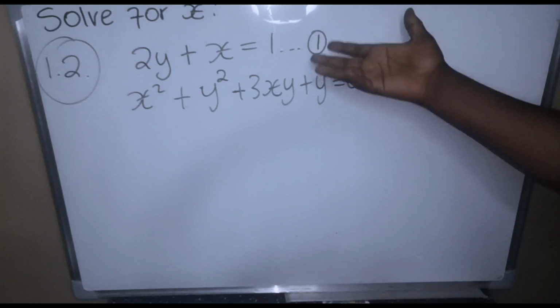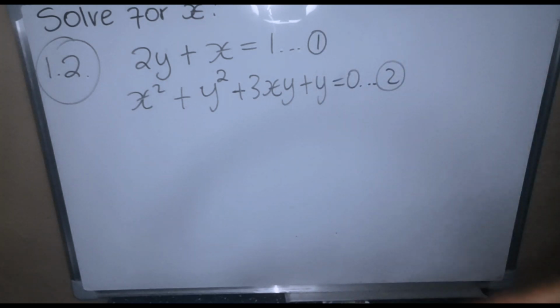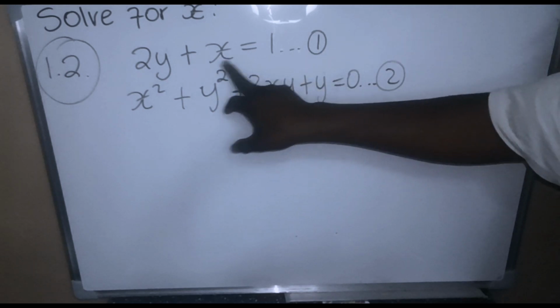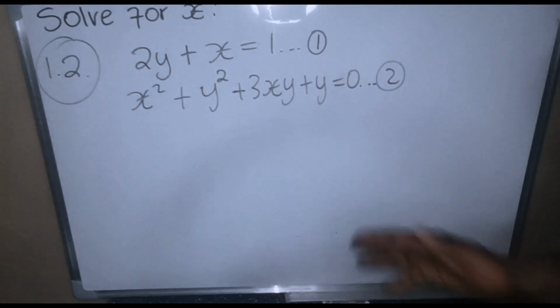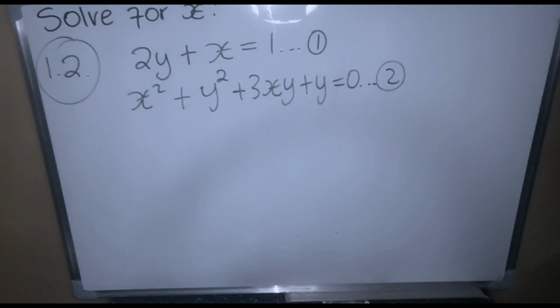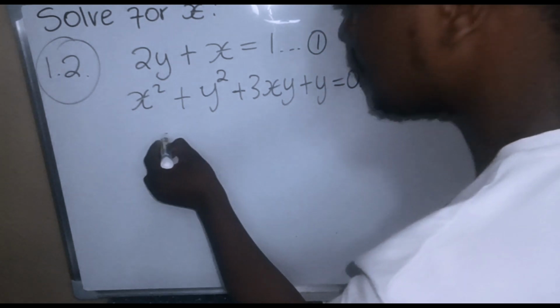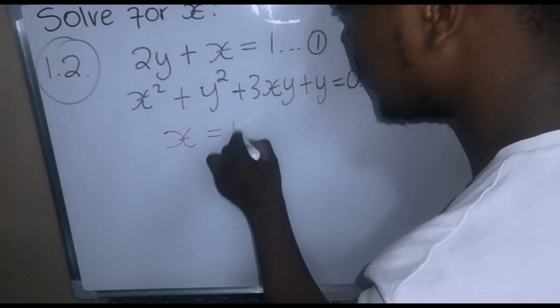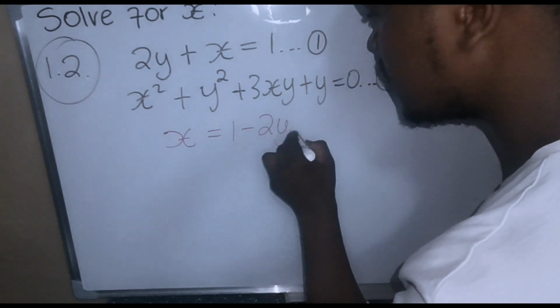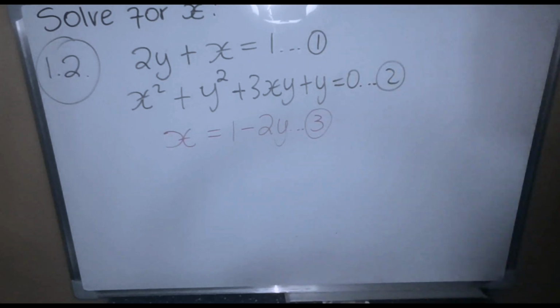The simplest one is 1, because our aim is to make sure that between x and y, one of them should be our subject of the formula. And for equation number 1, you can make x our subject of the formula. We transpose that 2y to the right. That should be equation number 3. This is how we create equation number 3. You just make one variable, any variable between x and y, to be the subject of our formula.